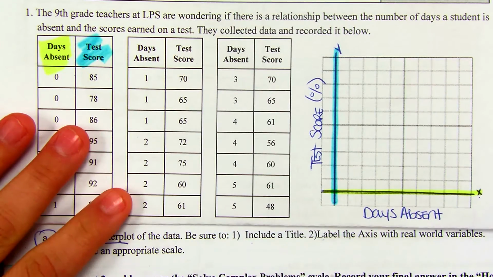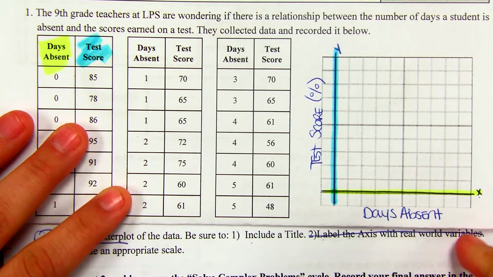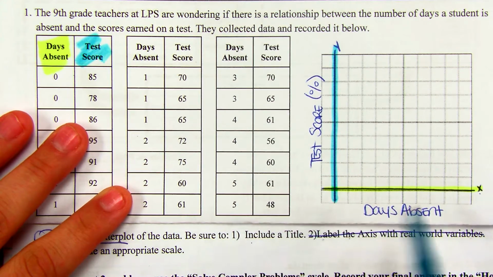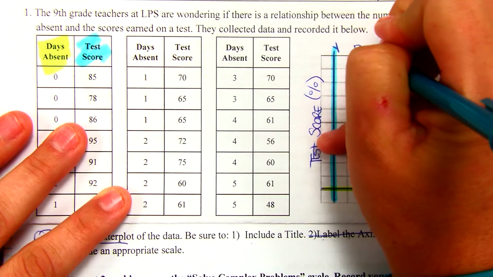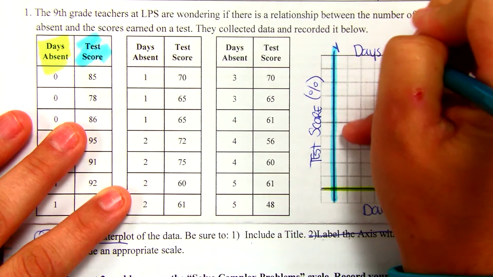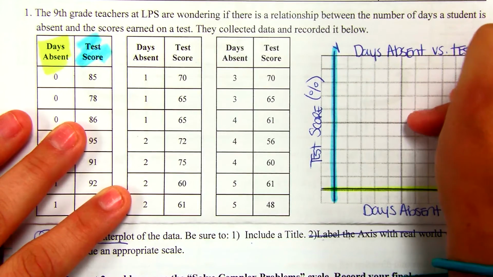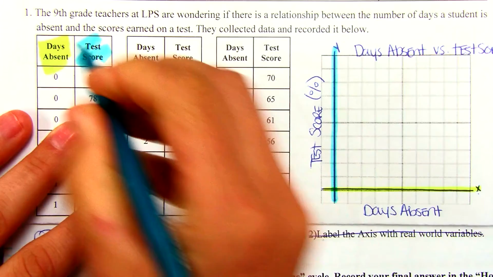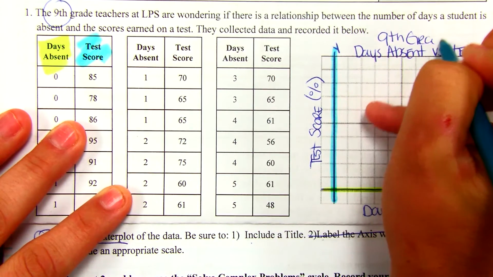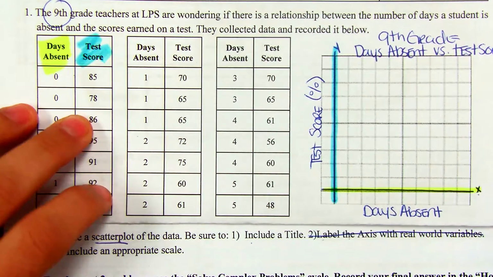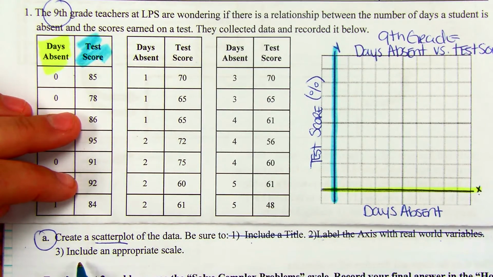So far I have labeled the axes with real-world variables. I need to include a title. So I'm just going to say days absent versus test score. And I'm going to note that this is 9th grade. So I've included a title, I've labeled the axes, and now I need to include an appropriate scale.